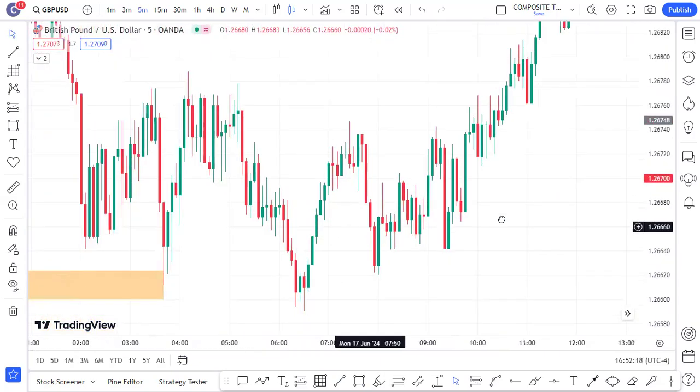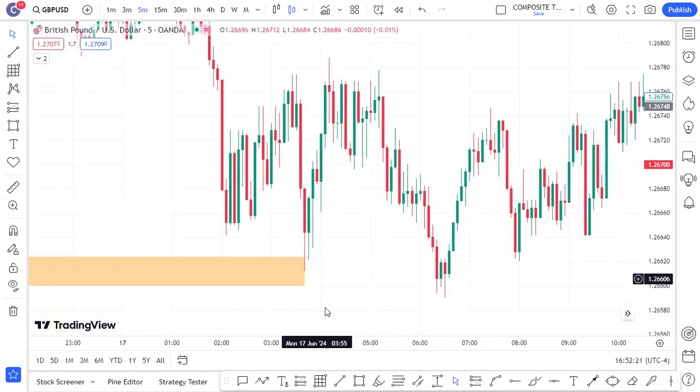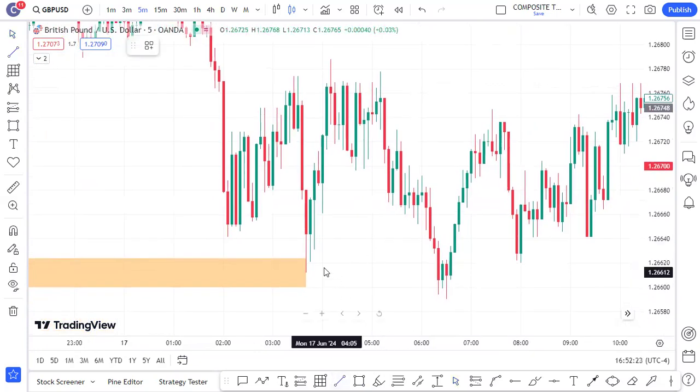I want you to see this. Price came back again here. And it came back again here. I wanted to buy here. I took the first buy. It's not that I wanted to buy, I took the first buy.